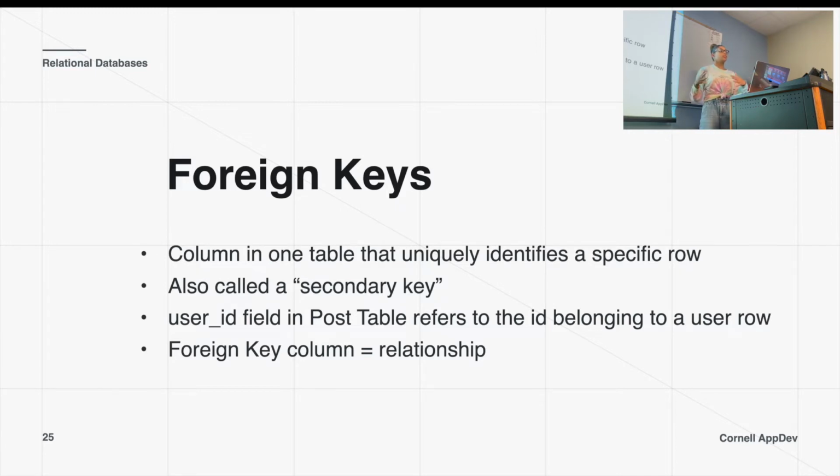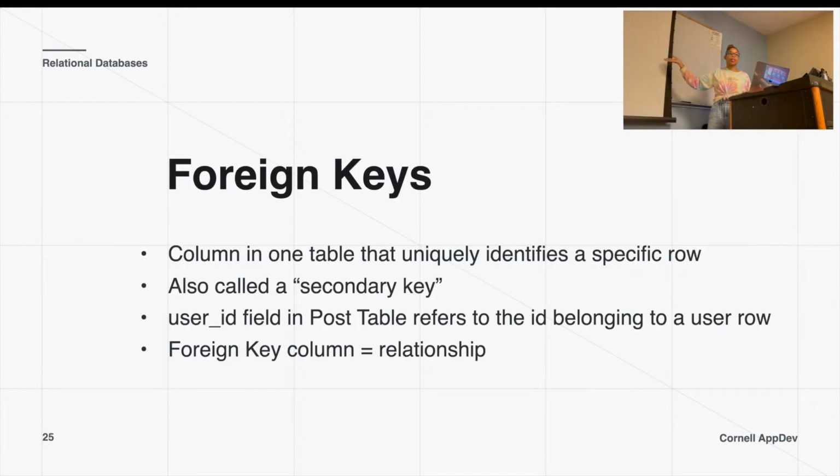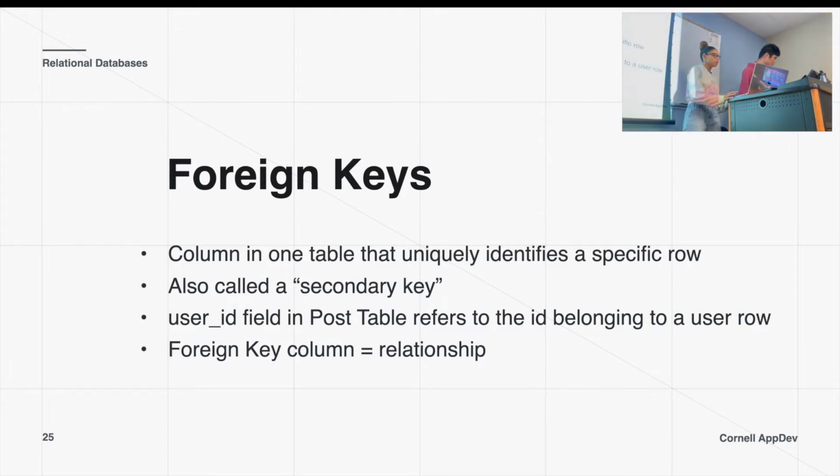So for example, in this table, the primary key would be the ID, the original ID, to uniquely identify each entry into this table, the post table. And then the foreign key would also be called the secondary key, which relates to our users table. So to summarize, our foreign key is a way to represent a relationship between two separate tables.